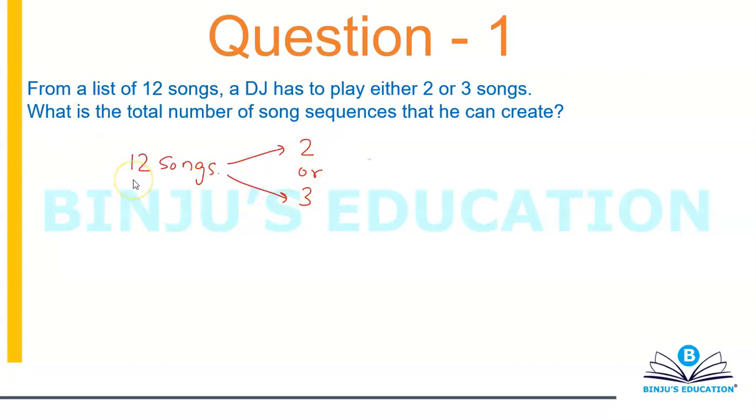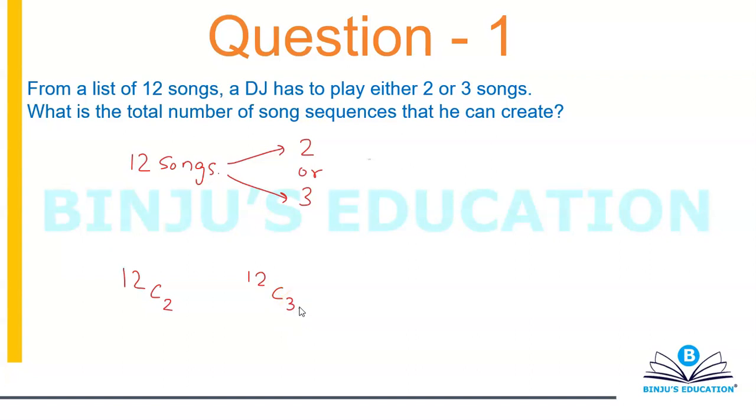Let's suppose I want to select 2 songs out of 12. I know that I can do that simply by 12C2. Whenever you select things, it becomes a case of combination. So I have a total of 12 songs, I wish to select 2, so it will simply become 12C2. If I have 12 songs and I want to select 3, that will simply become 12C3. Now this is for the selection part.